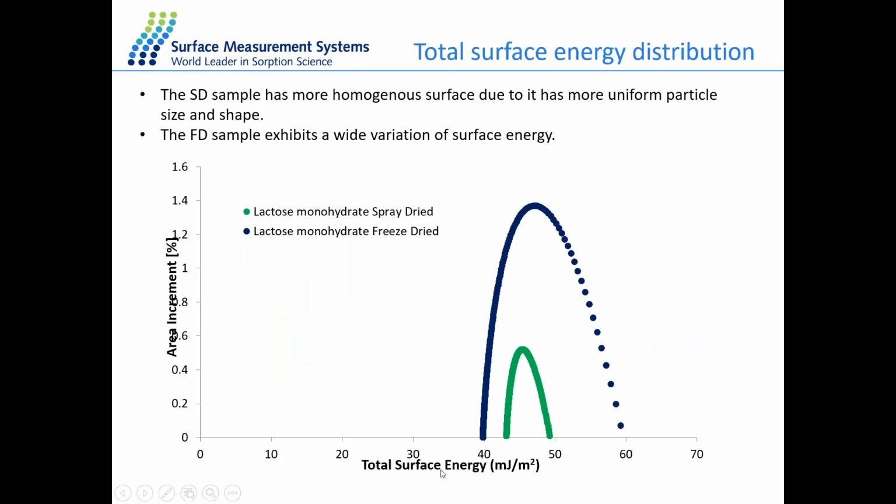And we can also calculate the total surface energy. This is the combination of the specific surface energy and the dispersive surface energy. And again, because the spray-dried material is much more uniform in particle shape and size, we have a much more homogeneous surface compared to the freeze-dried material.